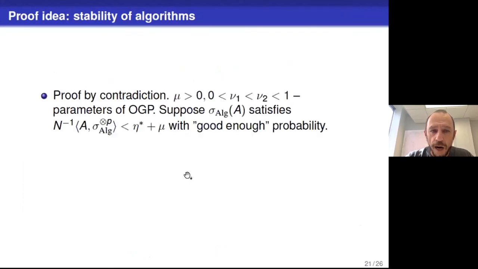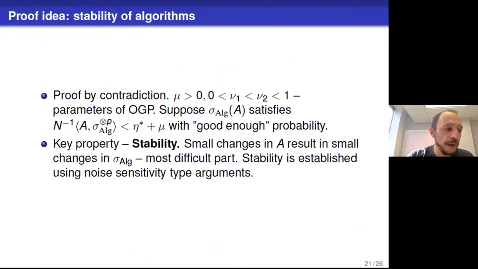Now, I have a couple of slides on the proof idea, but I'm not going to go over time, so the slides will be posted offline. You can browse through them. But basically, let me just mention the key ideas entering this. The key idea is a certain stability property of those algorithms.